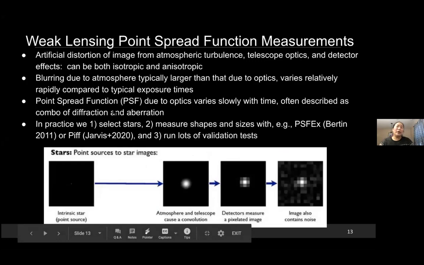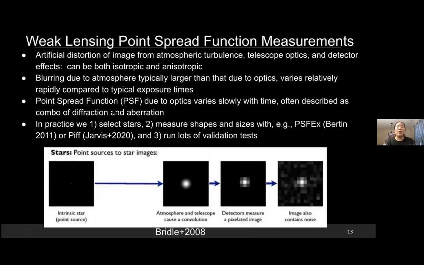And one very important quantity to measure is something called the point spread function. This is the artificial distortion of the image coming from things like the atmosphere, and again, telescope optics, detector effects. From the atmosphere, one of the measures of this PSF is something called seeing, which is a quantity that astronomers measure. And that tells us how blurred out these images appear due to the effects of the atmosphere.